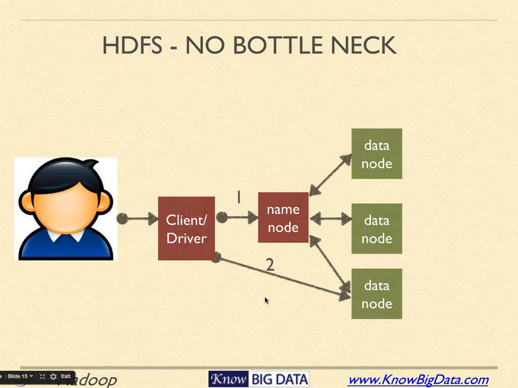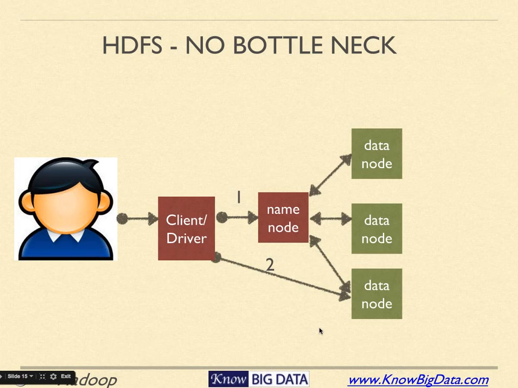The architecture is like this. You ask your command line, that is the client driver, to get you the file. This client driver goes and asks the name node, hey, can you tell me where the blocks are? And the name node gives the list of blocks to the client. Now the client goes directly to the data nodes and starts reading the data. Make sense to you?